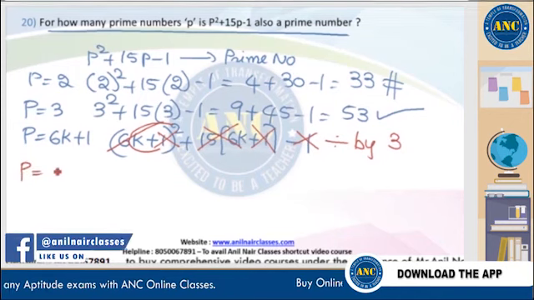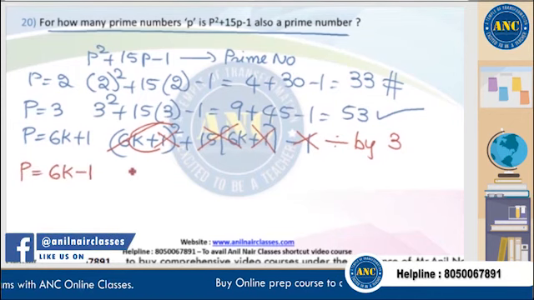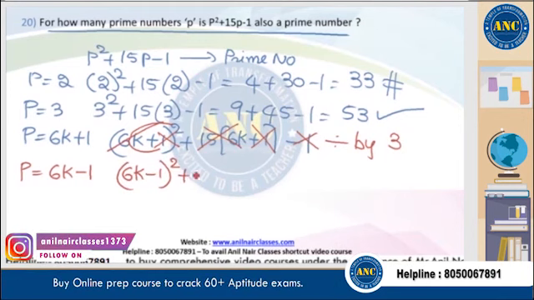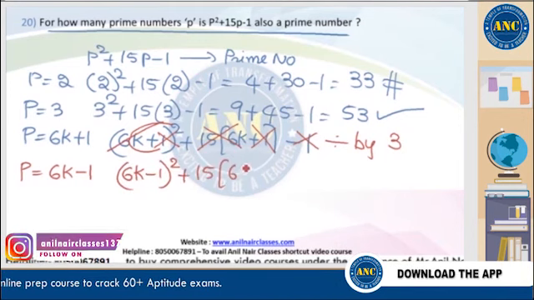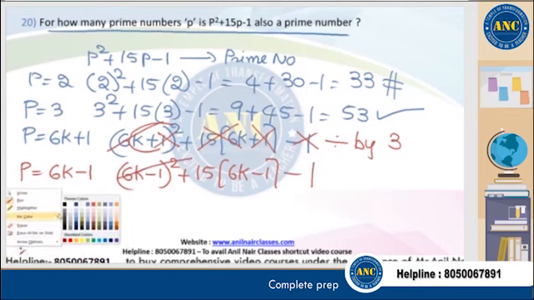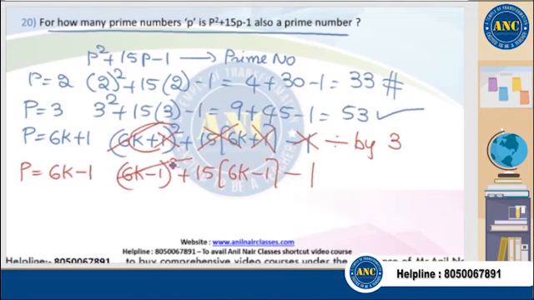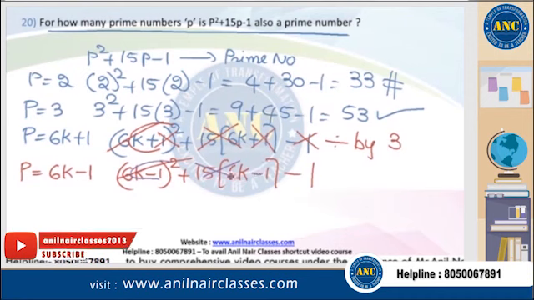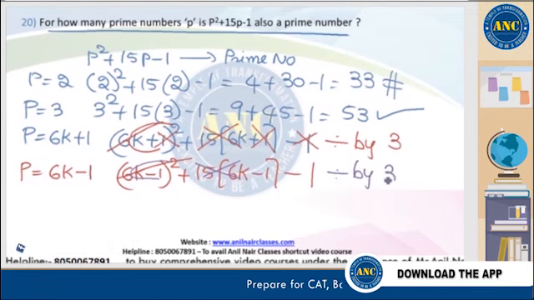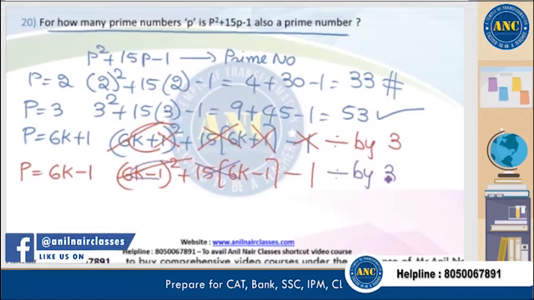Similarly, if I keep P equivalent to 6k minus 1, this will become 6k minus 1 whole square plus 15 into 6k minus 1 minus 1. 6k square is divisible by 3, 2 into 6k is divisible by 3, 15 is divisible by 3, plus 1 minus 1. Again it is divisible by 3.